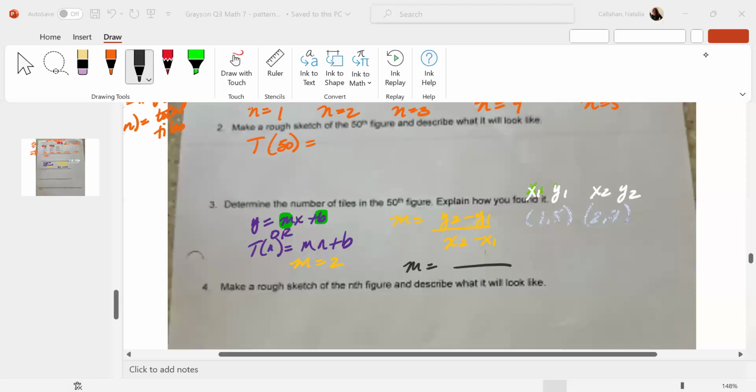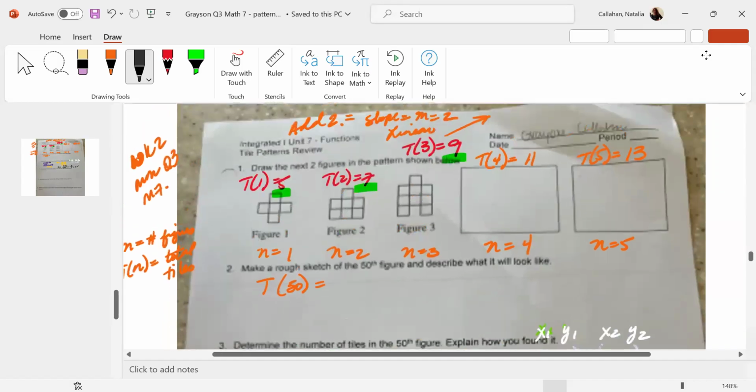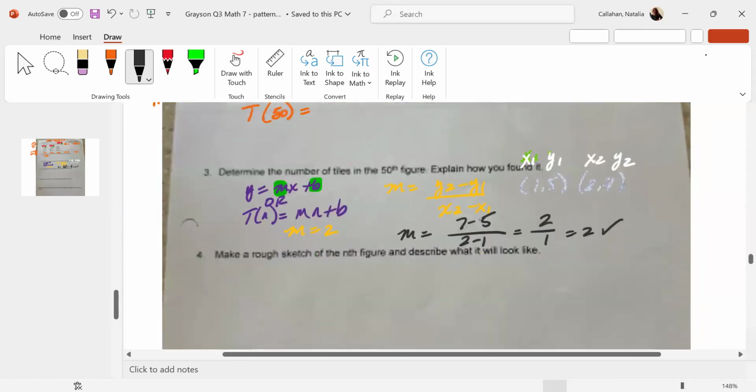Your slope is going to be 7 minus 5 over 2 minus 1. Remember, the denominator is always 2 minus 1 because you're going from 1 to 2, right? The difference is going to be just 1. So it's 2 over 1, which is just 2. So that checks out, right? Because we consistently said in the beginning that you're adding 2. So your slope is a change of 2.